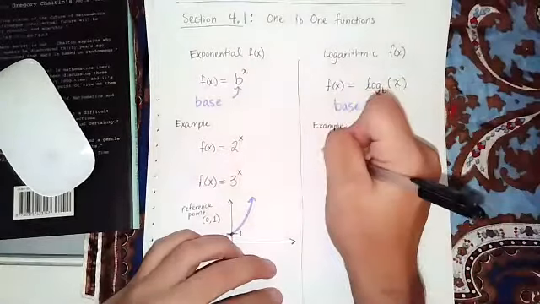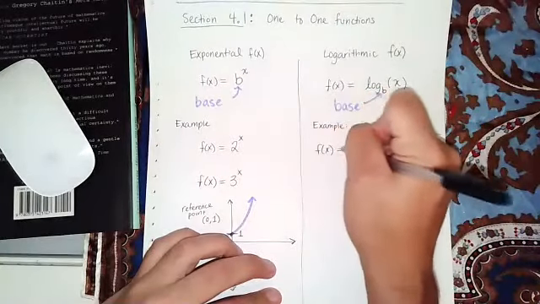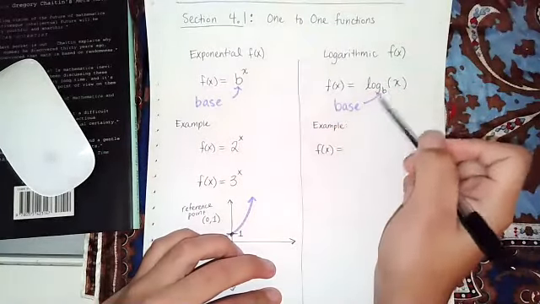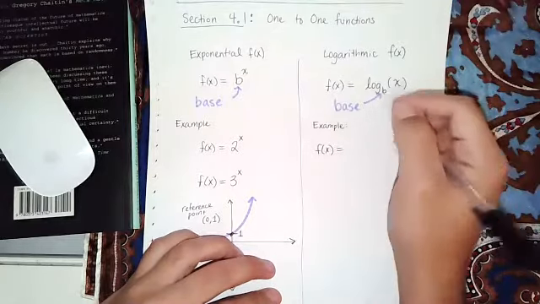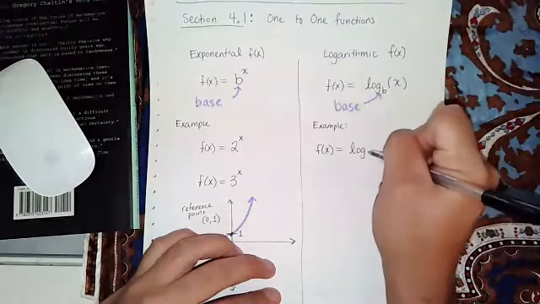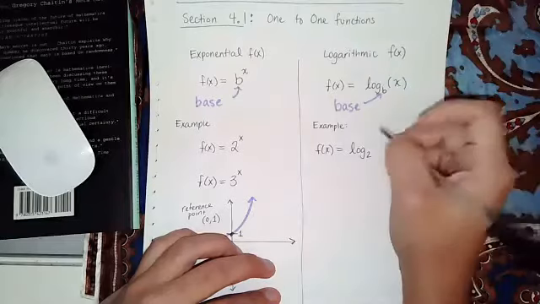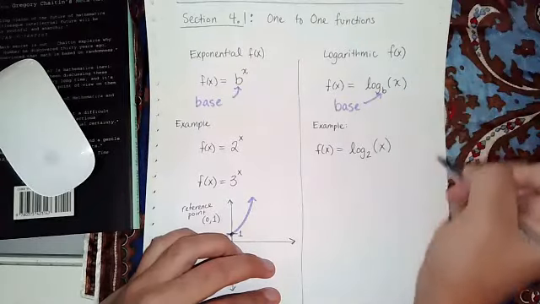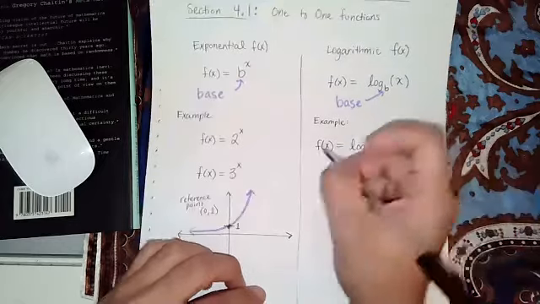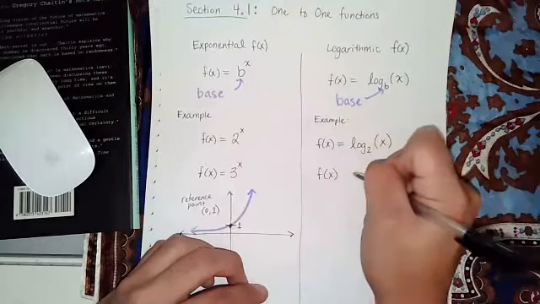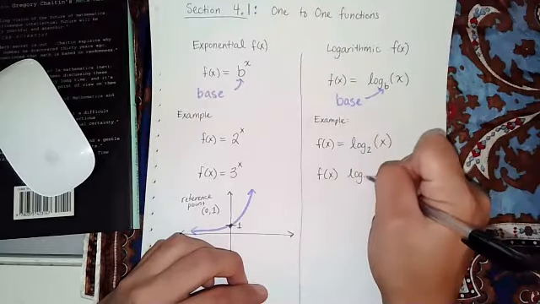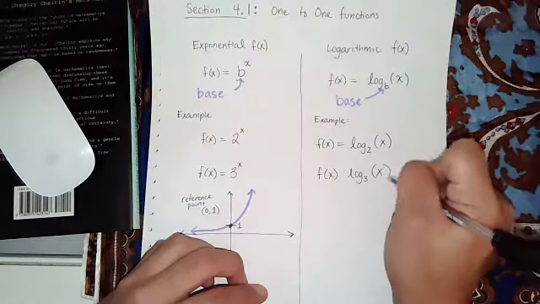So you could have a function that looks like this. The family of log functions all differ in their base. So we could have log base 2 of x, or we could have a function that's log base 3 of x.